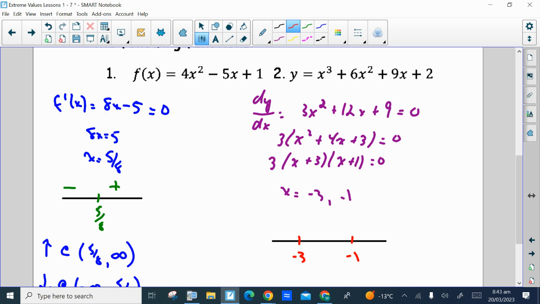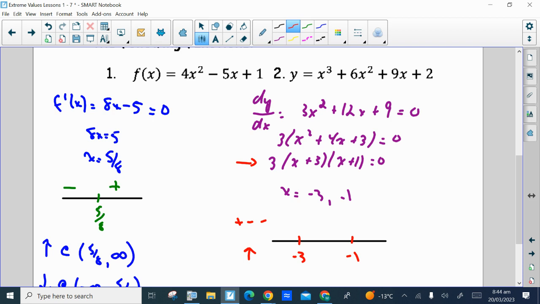If we use a number like negative 4, I'm going to use the factored form for this. When x is negative 4, the first factor is positive 3, and we don't really care about what the value is, just whether it's positive or negative. The second factor, again, I'm using a number like negative 4. Negative 4 plus 3 is negative 1, and negative 4 plus 1 is negative 3. So when you multiply a positive times 2 negatives, you're going to get a positive, which means the function is increasing in that interval.